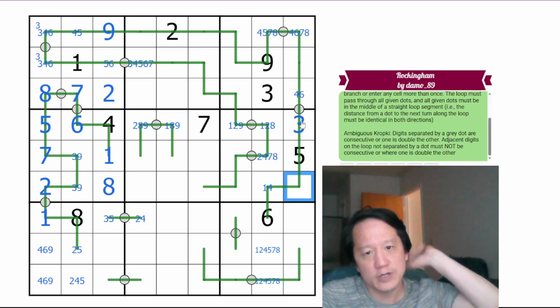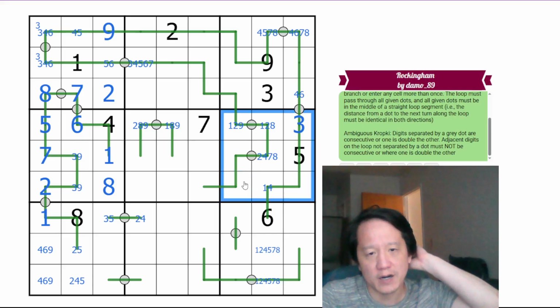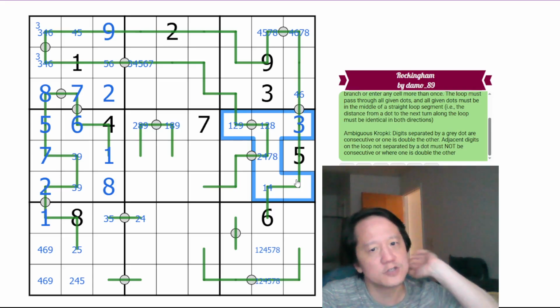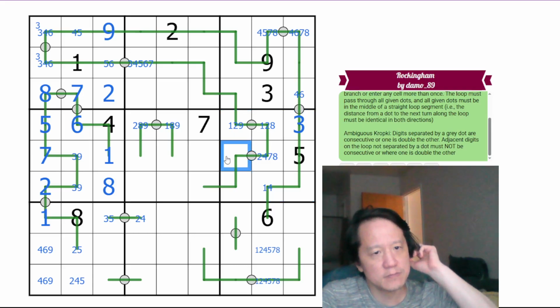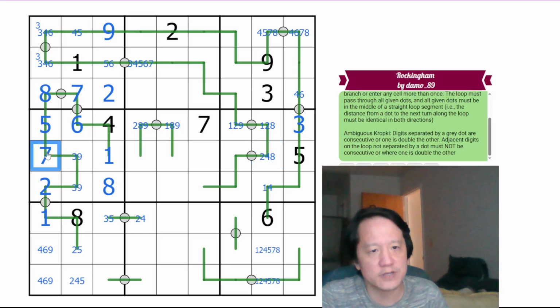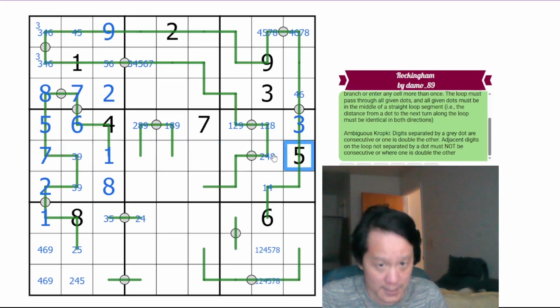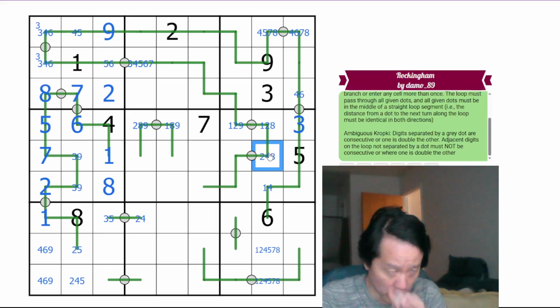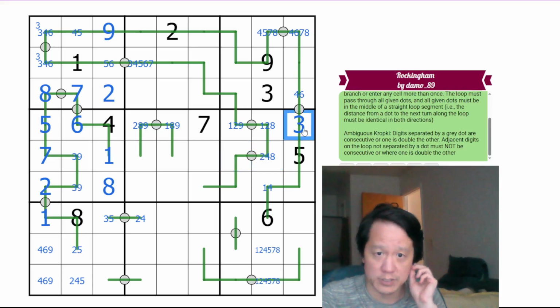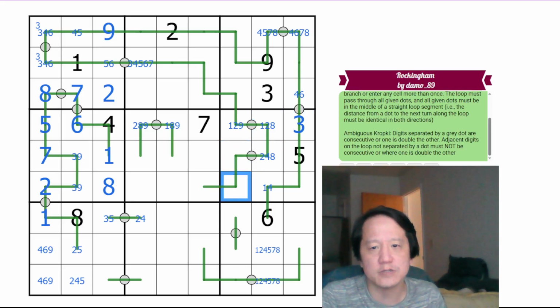So where is 6 in this box? Can't be here, can't be here. This can't be 6 because it's consecutive with 5 and there's no dot between them. This can't be 7 because of 7 in the row. So 6 is not consecutive with that digit here, and it's not in a 1 to 2 ratio because we have a 3 already in the box. So the 6 has to be here.